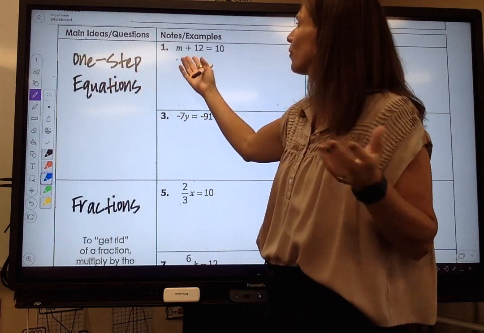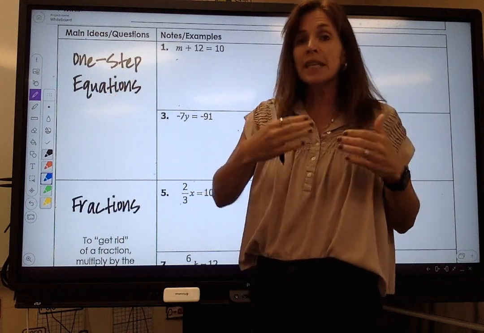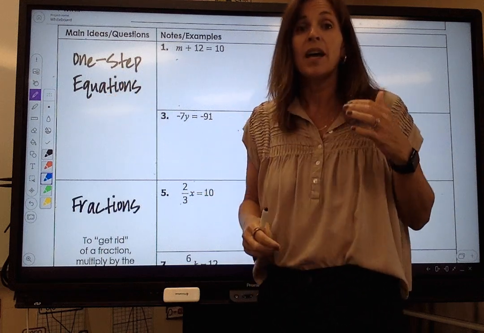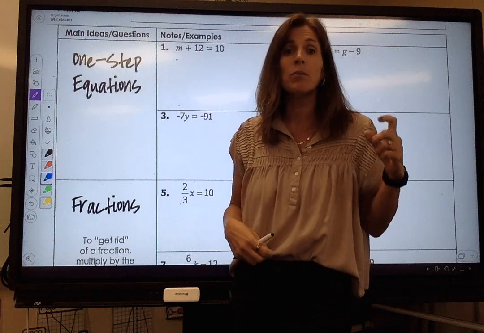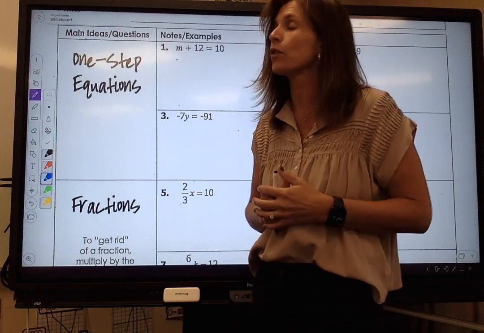And you can do this in your head. If you can't do it in your head, I'd be surprised. But the skill here is to use the process of additive inverse and multiplicative inverse. And that's what you're going to hear me say: additive inverse and multiplicative inverse.